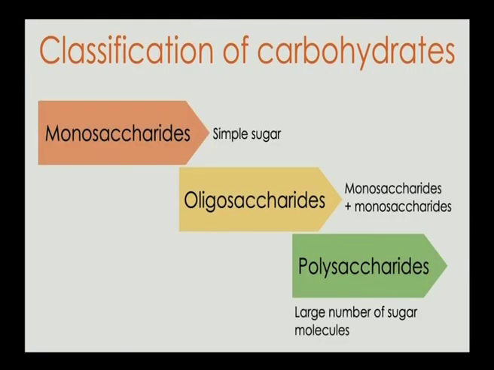Oligosaccharides, unlike the monosaccharides, are made up of two or a few monosaccharides that are joined together. So in my slide, you see it as monosaccharides plus monosaccharides. The third classification of carbohydrate is the polysaccharides. Look at the name. The prefix poly is there, and poly means many. By this, we can understand polysaccharides as carbohydrates composed of a large number of sugar molecules. Because they are composed of a large number of sugar molecules, they also have a heavy molecular weight.